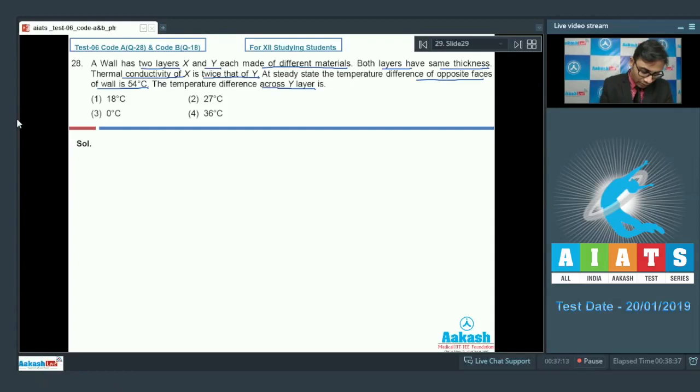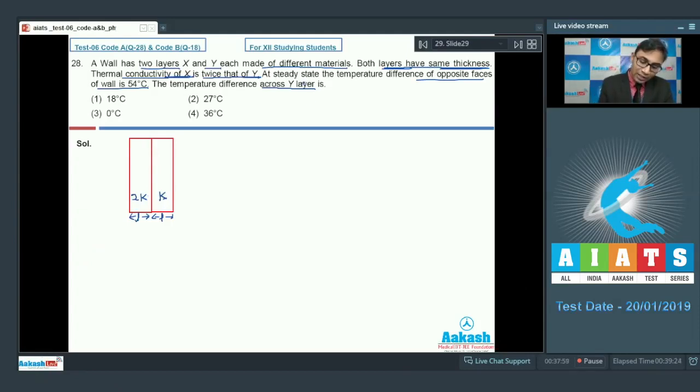Let's say there is a two-layered wall like this. According to the question, both layers have the same thickness. So let's say this has a length L, so this will also be a length L. And the thermal conductivity of X is twice that of Y. So if this one has thermal conductivity K, this will have 2K.